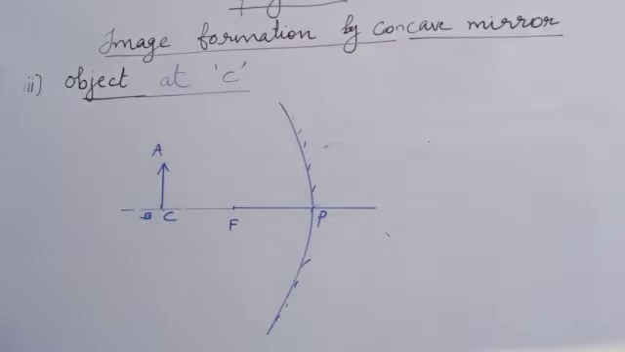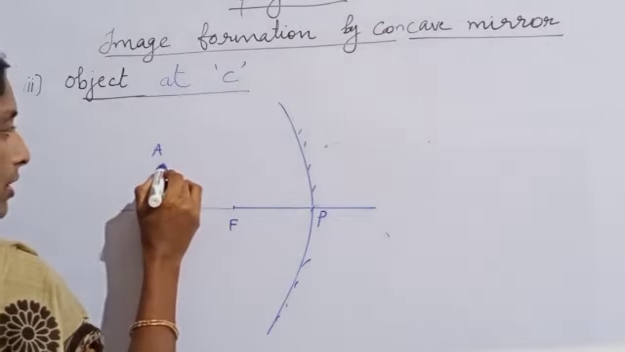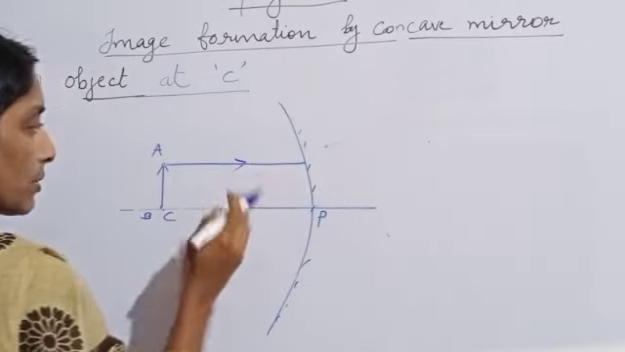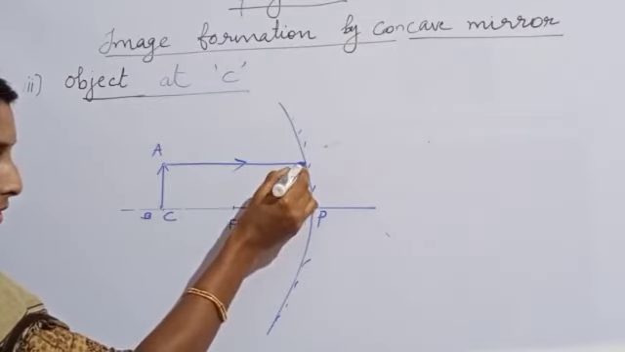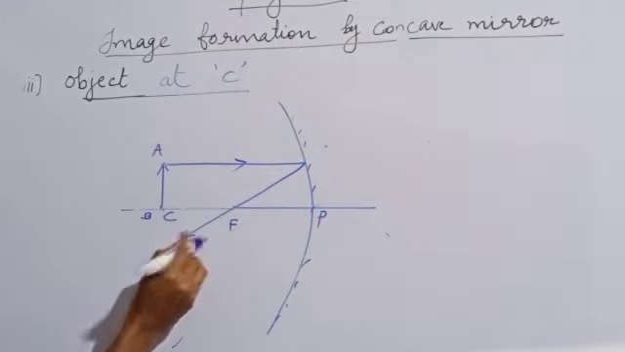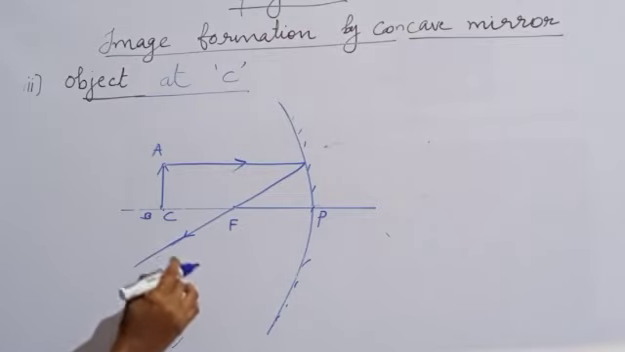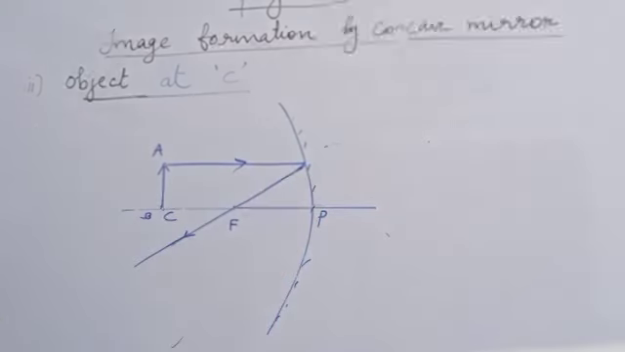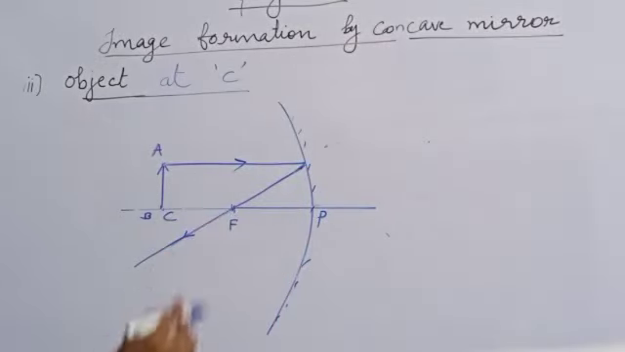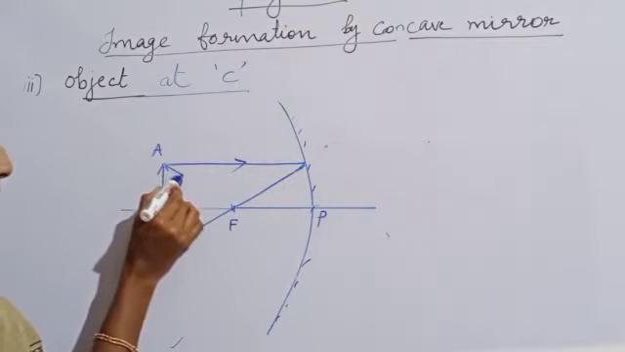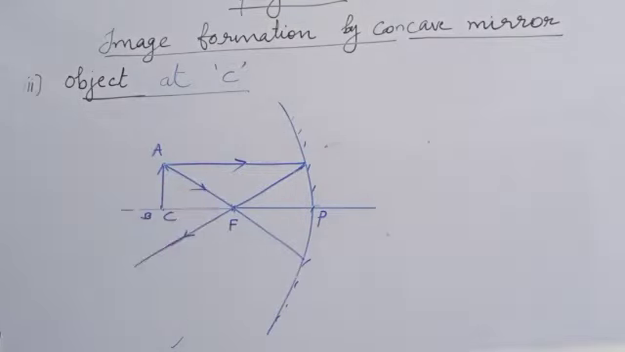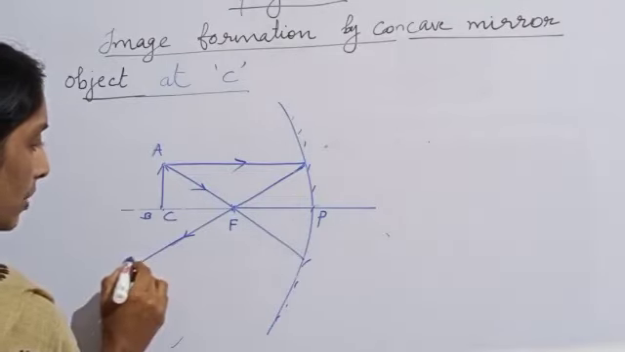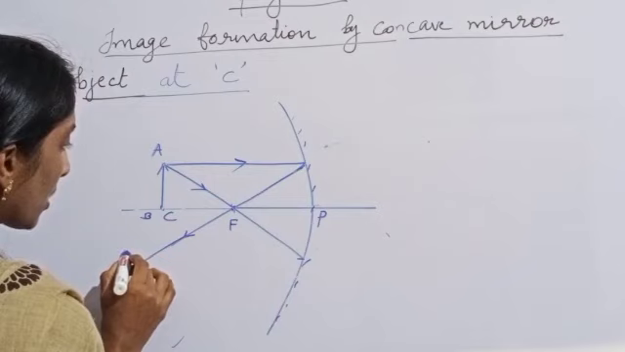Now we are applying the same rules to find the position of the image. First we take the ray which is parallel to the principal axis. After reflection it will emerge through the focus. Now the second rule, we can take the ray which is passing through the focus. After reflection it will emerge parallel to the principal axis. That way we can choose any ray passing through the focus. Then after reflection it will go parallel to the principal axis.